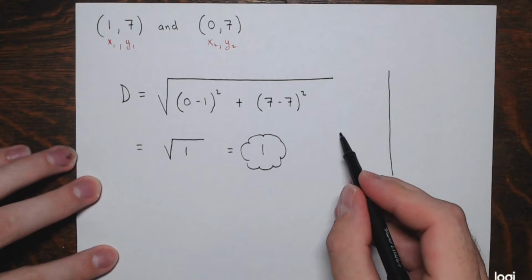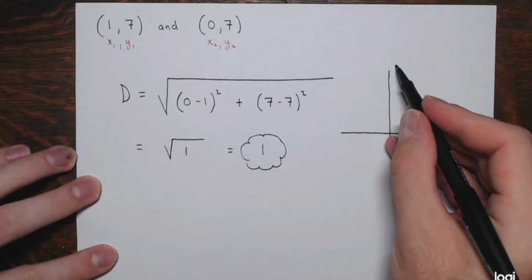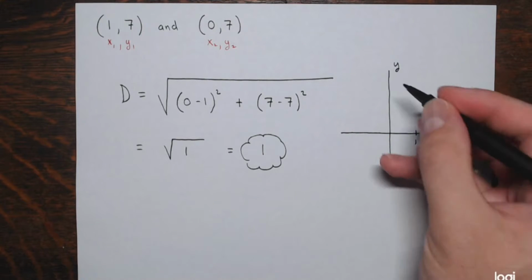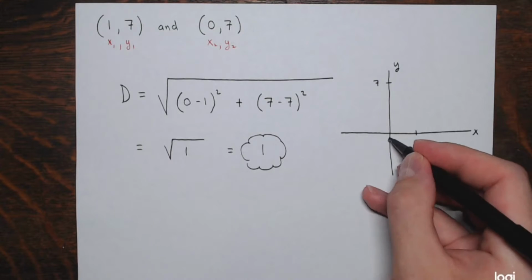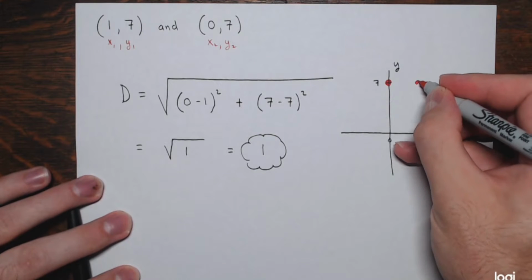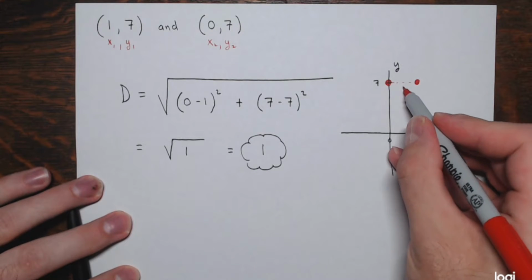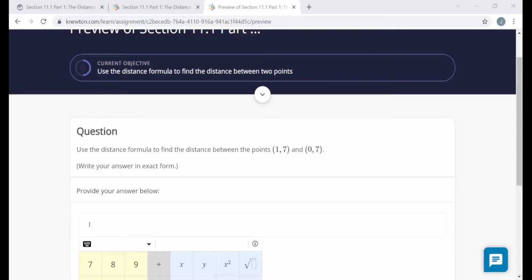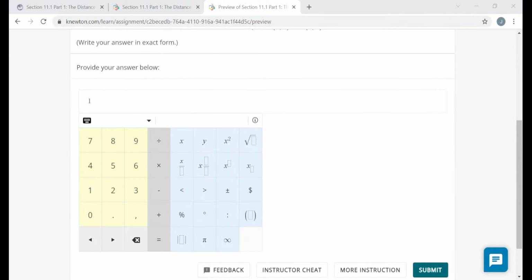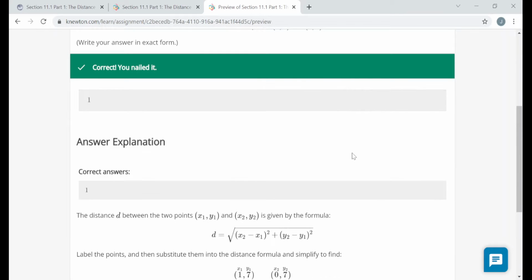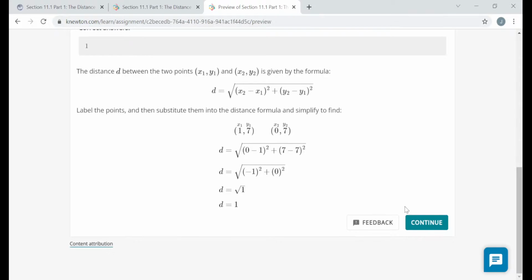Now, if you were to draw the points, here's say 1, there's 7, and then 0. Now, (0, 7) is this point here. And (1, 7) is this point here, right? And hopefully you can see that they're definitely just 1 unit apart, 1 unit to the right of that point. So yeah, so easy peasy. All right, and again, please read through the answer explanations.